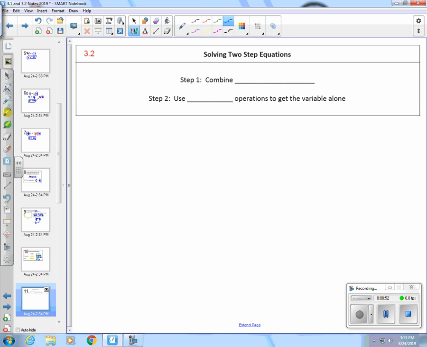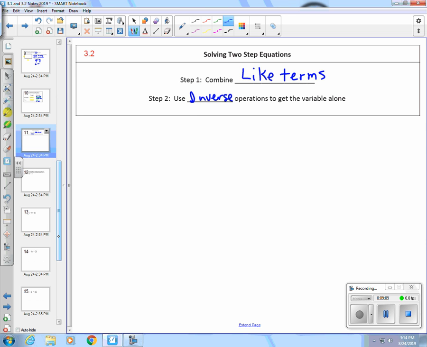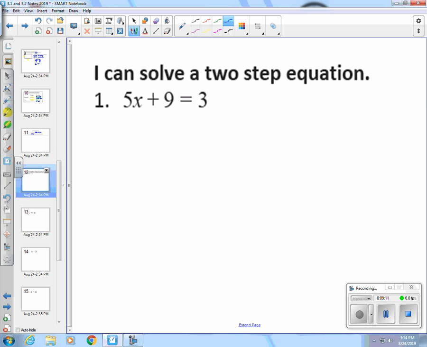Moving on to section 3.2, we're going to solve two-step equations. You first have to combine your like terms, and then you need to use your inverse operations in order to get the variable alone. Let's start out solving some two-step equations with number 1, 5x plus 9 equals 3.